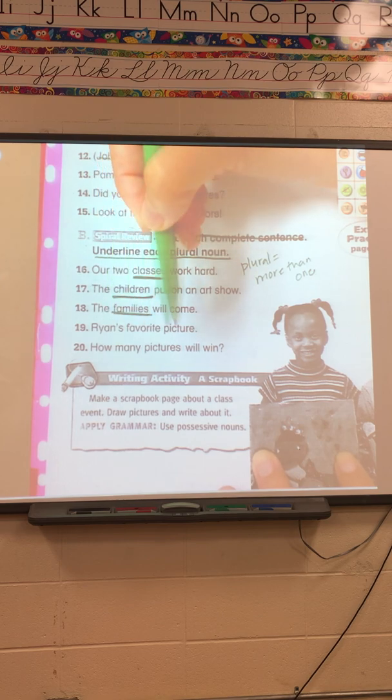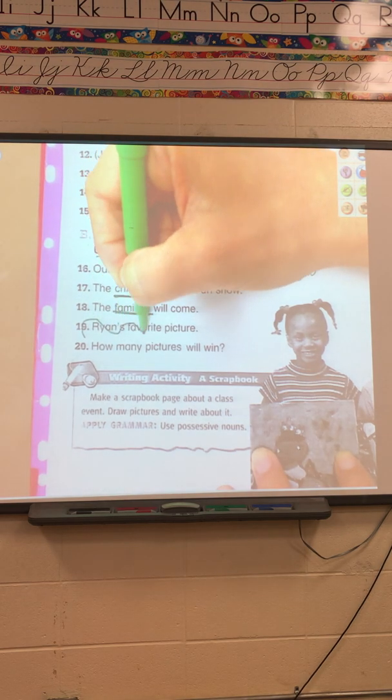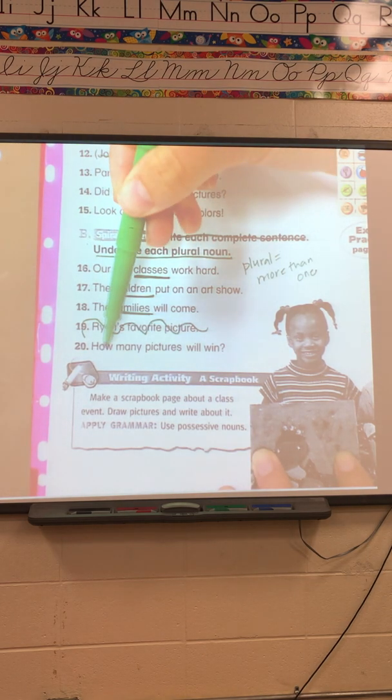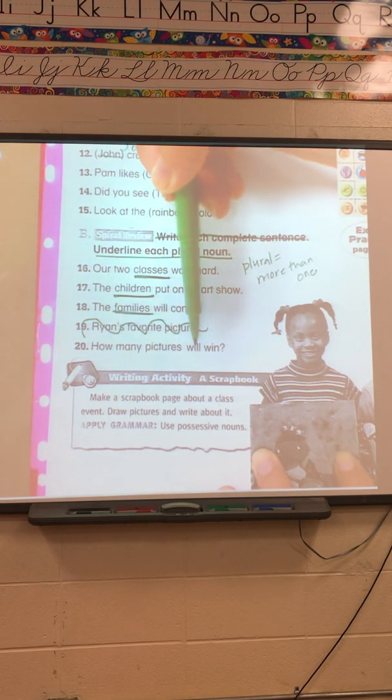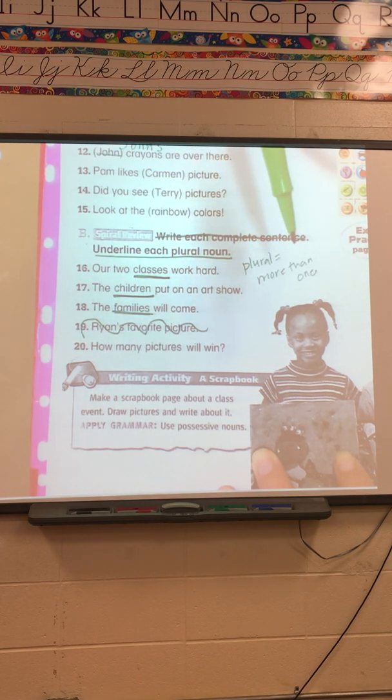Ryan's favorite picture. Is that a complete sentence? No, let's just scratch that sentence out. That doesn't even make any sense. How many pictures will win? What word in there is a noun, a person, place, or thing that means more than one?